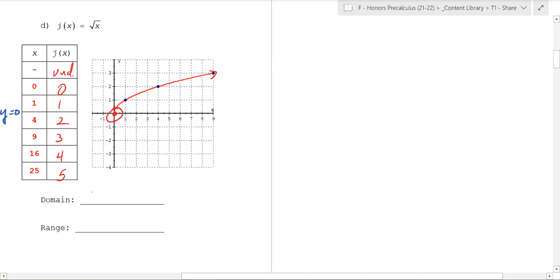So in this case, the domain is going to be R, if you want to say this, all real numbers greater than or equal to 0. Another way to say that is 0, infinity. Now in this case, if you look at the range, meaning what are the output values? Well, you can only get positive numbers on this. So again, it's R greater than or equal to 0, 0, infinity.